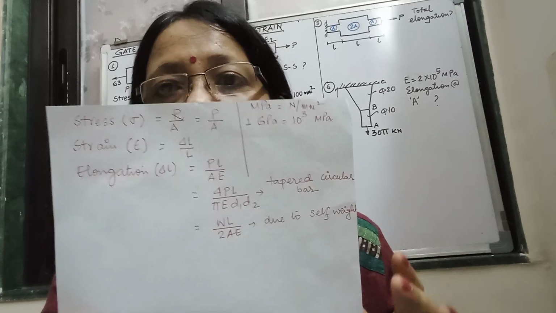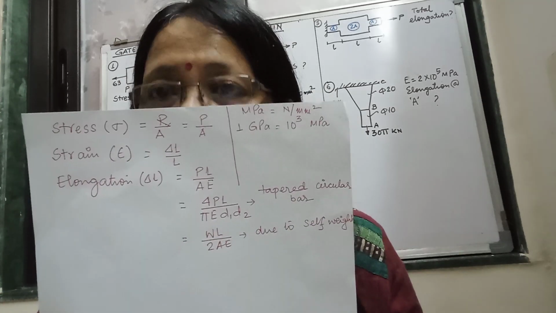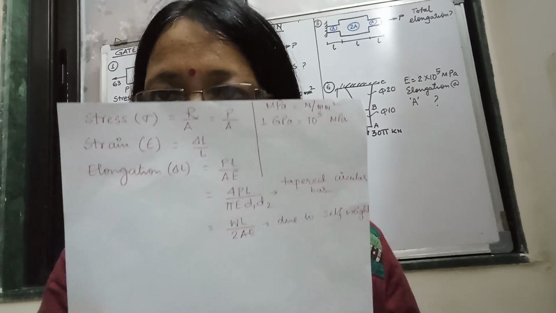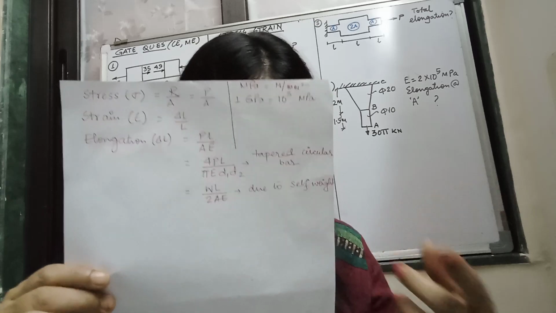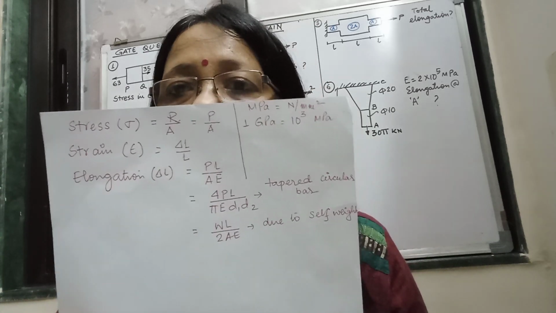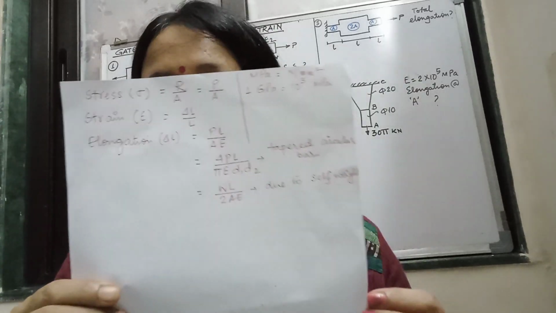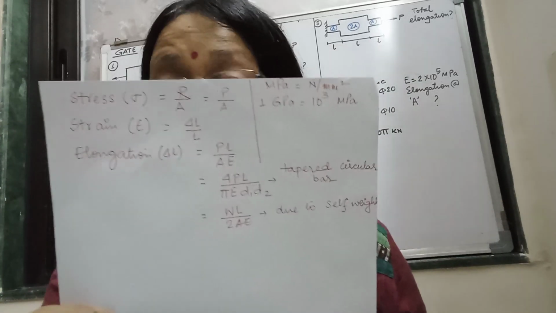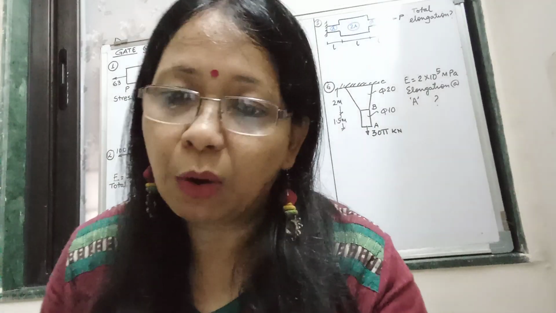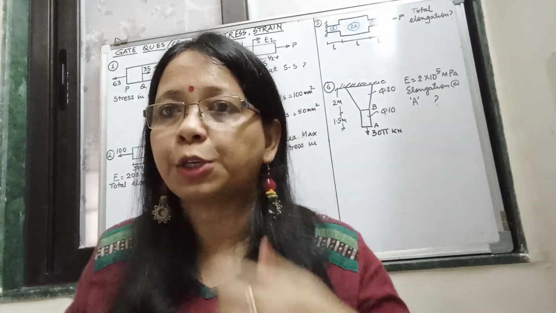MPa is Newton per millimeter square. And what is GPa? GPa is gigapascal, and the conversion is 1 GPa equals 10 cube MPa. So this is just in short whatever formula we are going to use over here. But please go to my playlist and see the video on the theory part of stress and strain. Definitely you will see over there, I have already discussed the theory questions which have appeared in GATE.